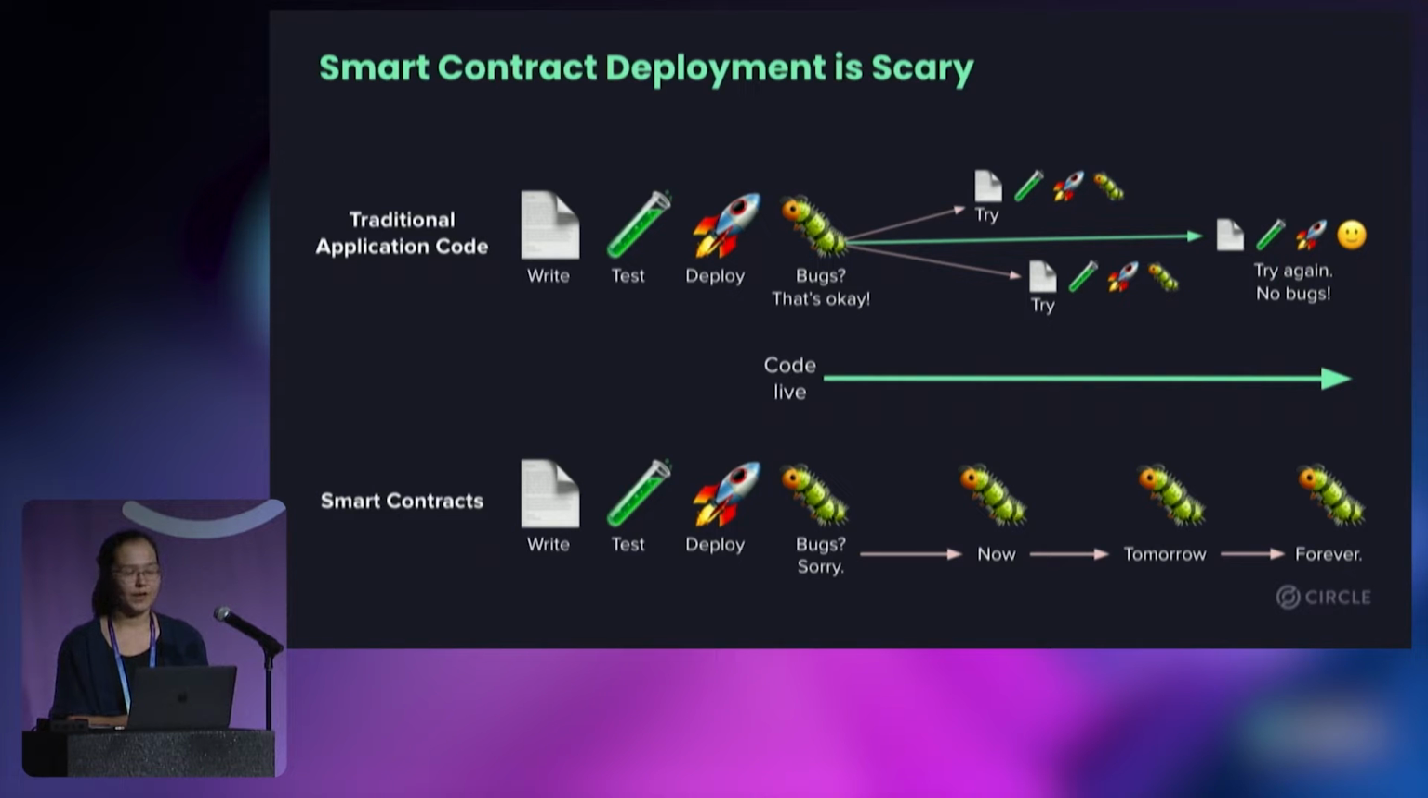Smart contracts, though, are a whole different story. Once you've deployed your smart contract, it's out there forever. Whatever bugs exist, whatever issues people find, they're out there in the world. And there do exist some mitigation strategies, but overall, this process is a lot less forgiving.